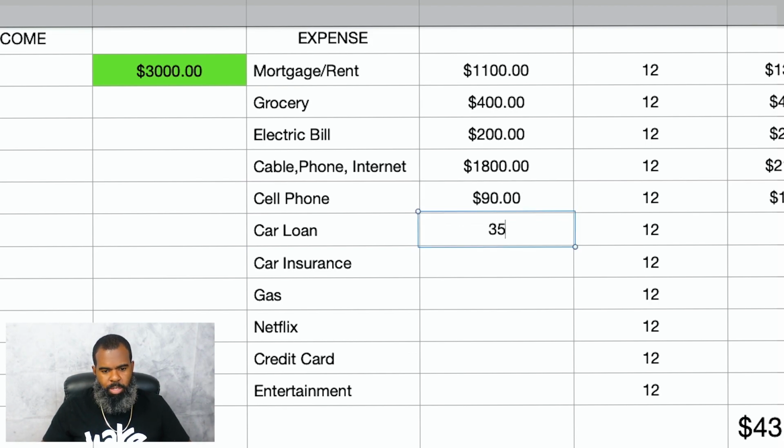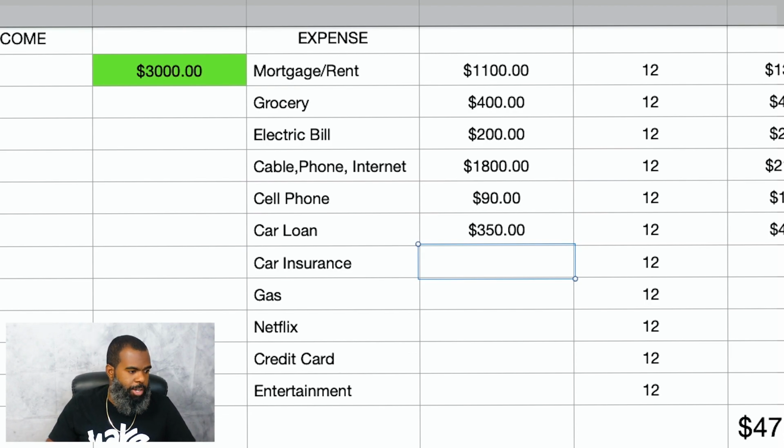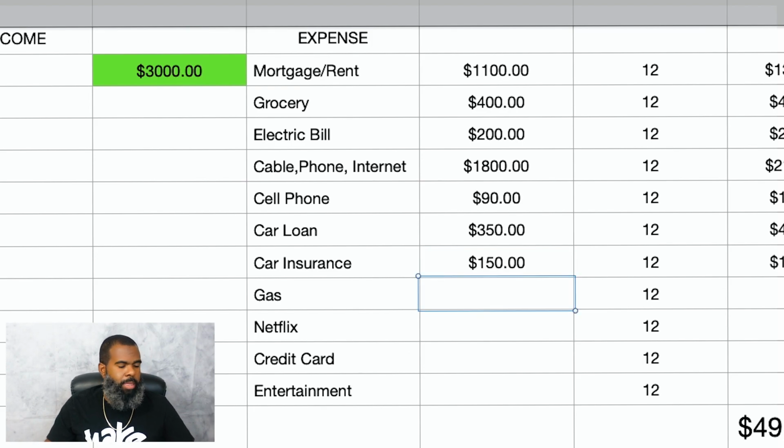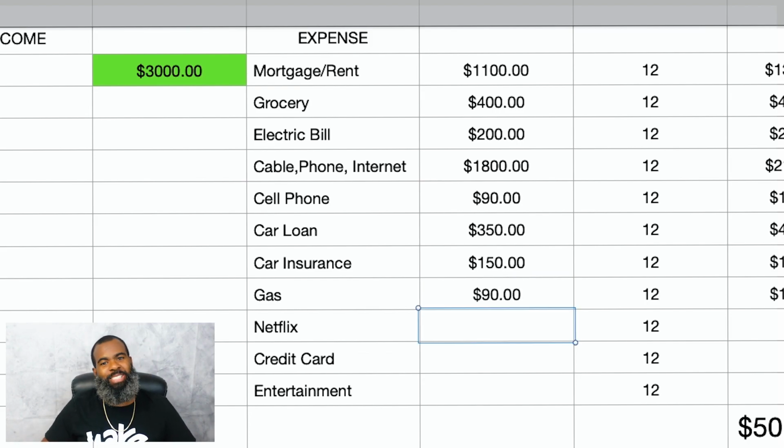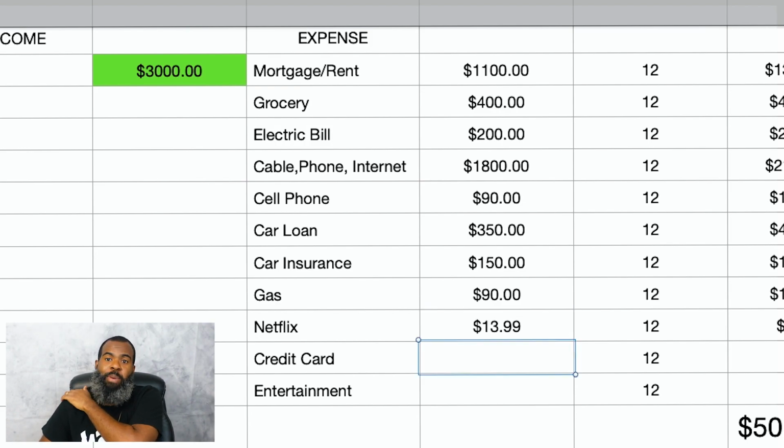They pay about $350 a month in the car payment. Their car insurance runs roughly about $150 a month. They spend about $90 a month in gas. And of course, gotta have that Netflix subscription, right? So that's about $13.99 a month. All depends on what package you got, but they have the $13.99 package. He does have a little bit of credit card debt, so he or she pays about $50 a month.